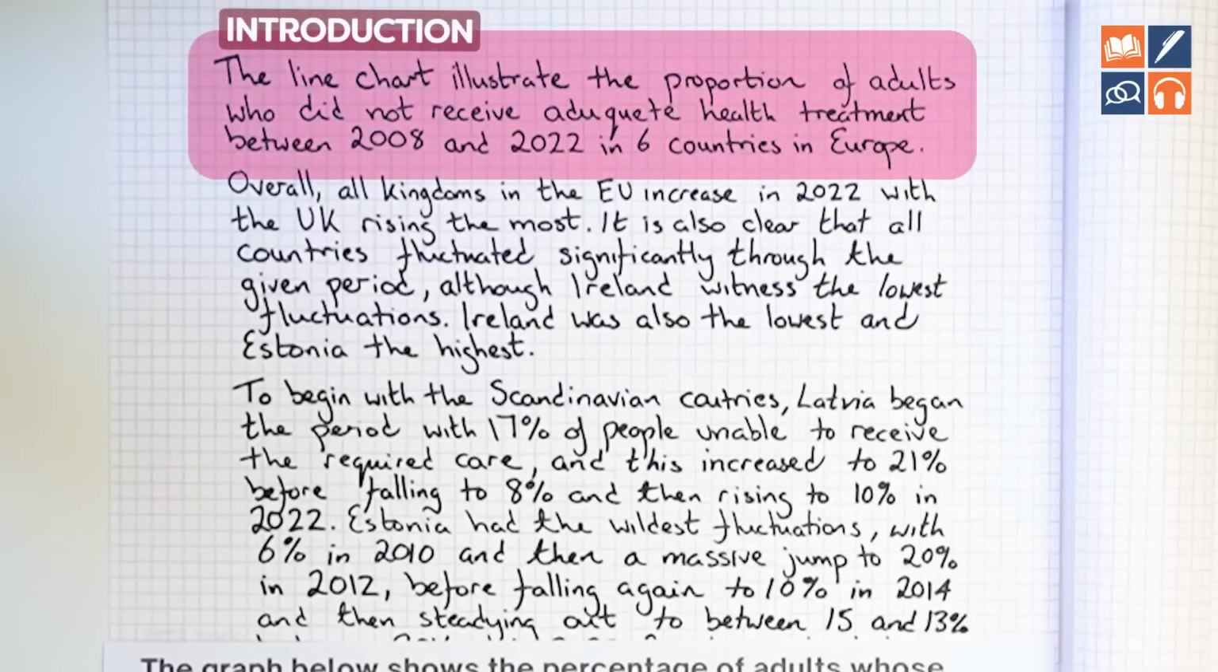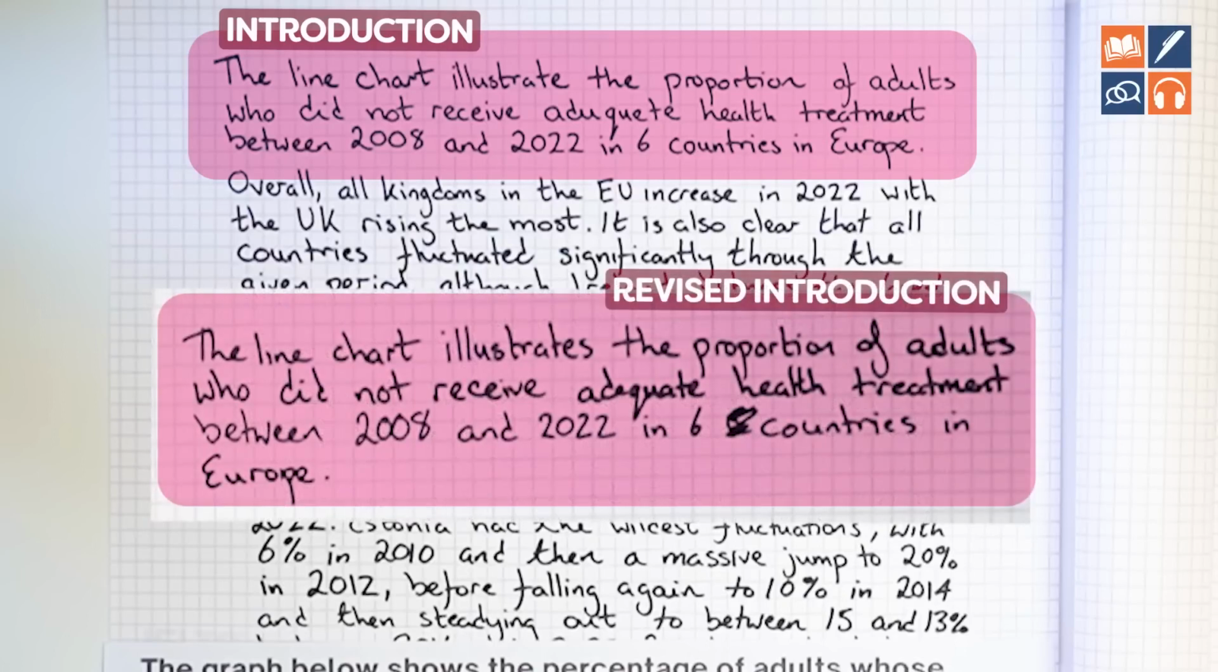Okay, so this is actually a pretty good introduction. It just has those small spelling and grammatical errors. So all we're going to do is just fix those. Okay, so we've changed that to: the line chart illustrates the proportion of adults who did not receive adequate health treatment between 2008 and 2022 in 6 countries in Europe.